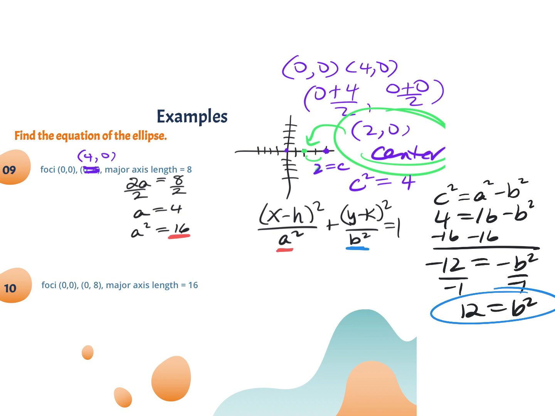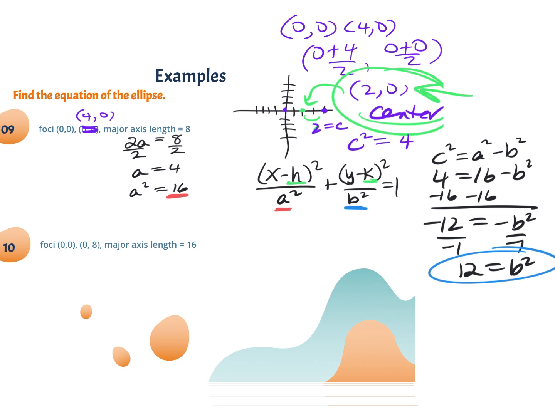And then I'm filling in my h and k from my center point here. So the final equation is x minus 2 squared over 16 plus y minus k, which is 0. So really I don't have to show minus 0. I could just put y squared over b squared, which is 12. And I'm done.